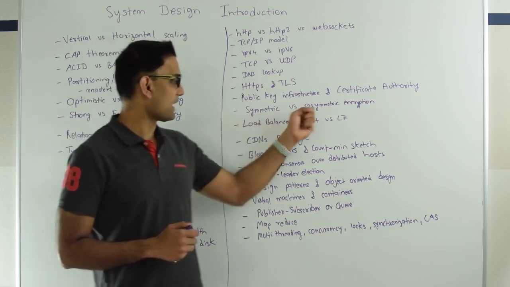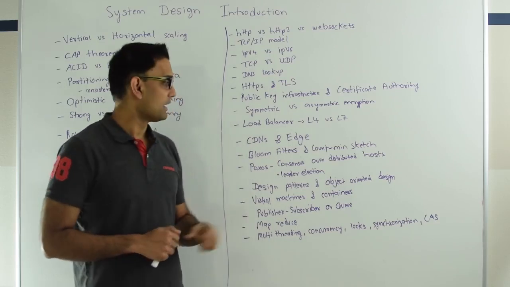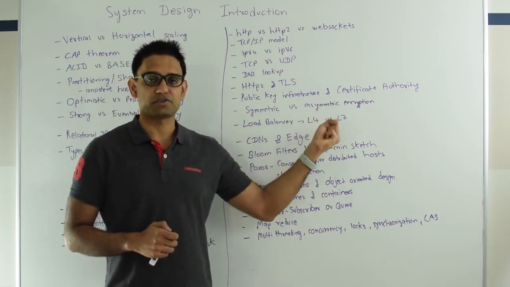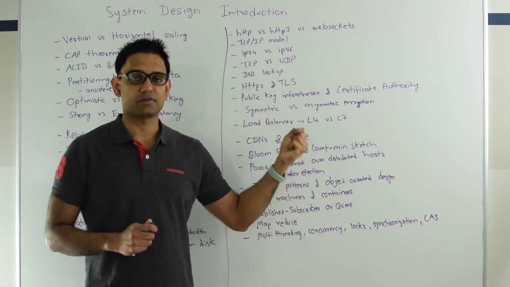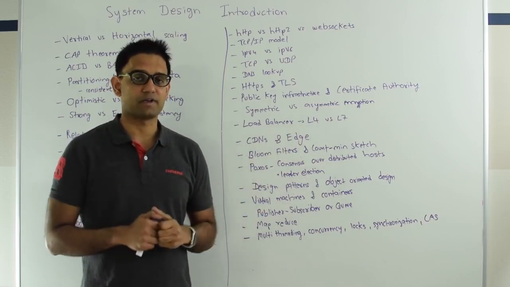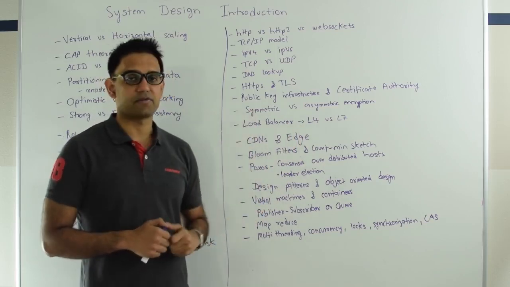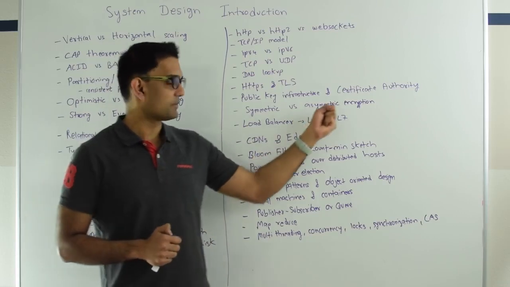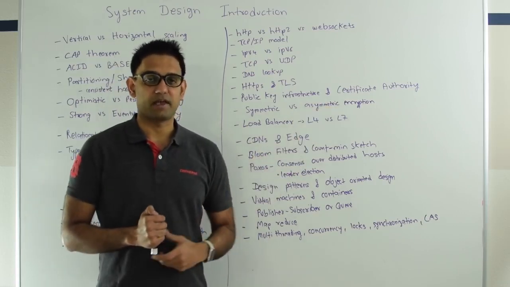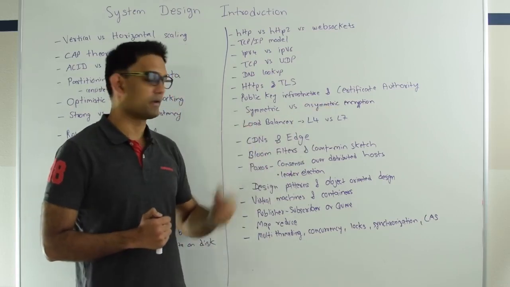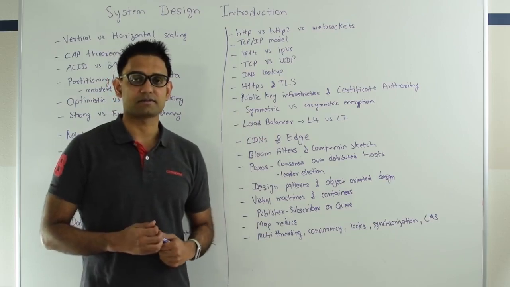Then we have symmetric and asymmetric encryption. Asymmetric encryption is computationally more expensive, so it should be used to send a small amount of data, preferably a symmetric key. An example of asymmetric encryption is public-private key encryption, while an example of symmetric encryption is AES.